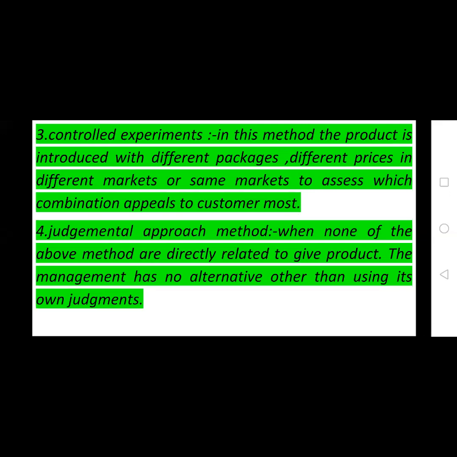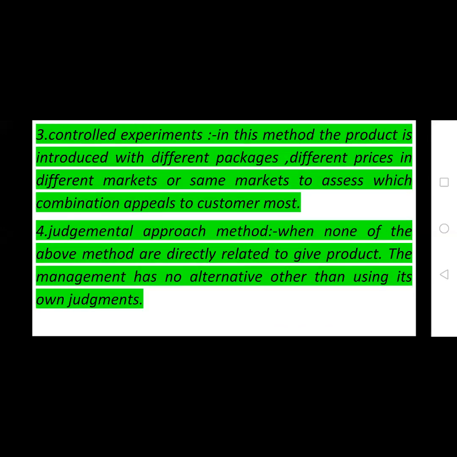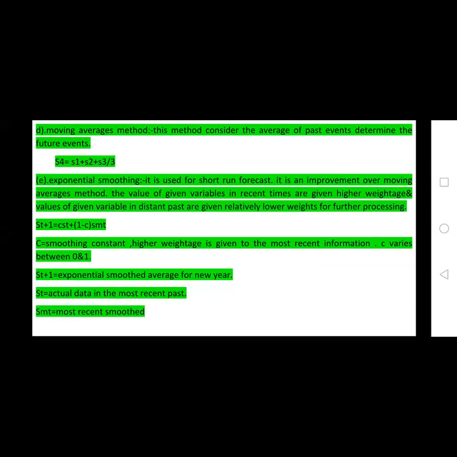So this method is adopted when none of the above methods are directly related to the given product. The management has no alternative other than using its own judgment. In this situation, the company adopts the judgmental approach method. So these are the different types of other methods: expert opinion, test marketing, controlled experiment, and the last one, the judgmental approach method. These are the different types of methods in demand forecasting.